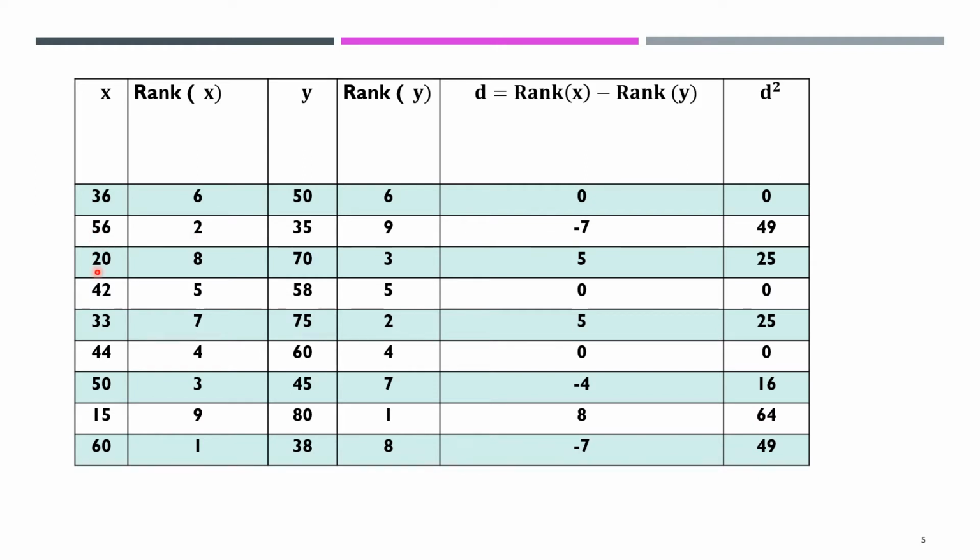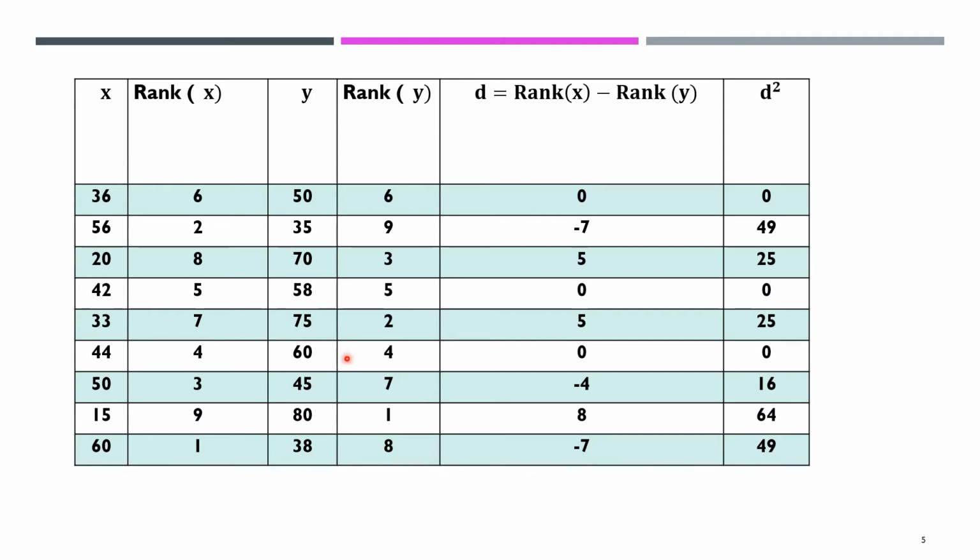After 56, the next number is 50, which is given rank 3. Similarly, next is 44, rank 4, 42, rank 5. After 42, the next number is 36, that is rank 6. Then 33, rank 7, 20, rank 8. And the last one is 15, which is rank 9. As there are 9 entries here, the last rank is 9.